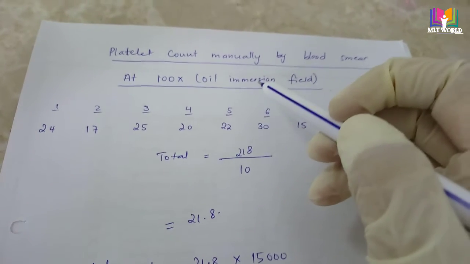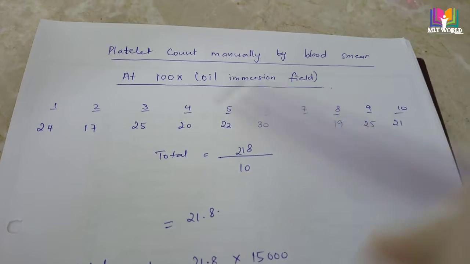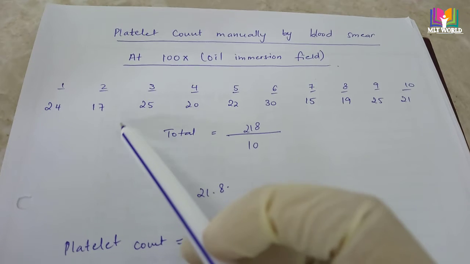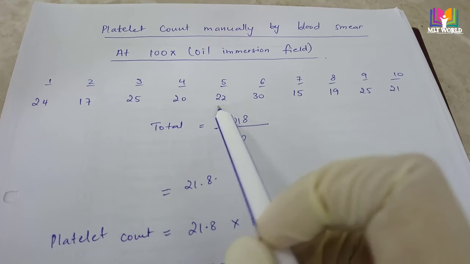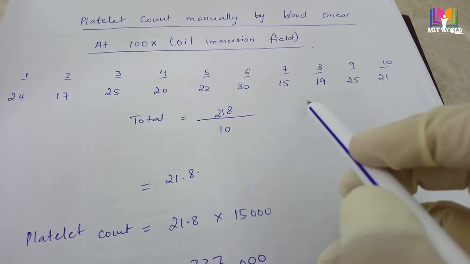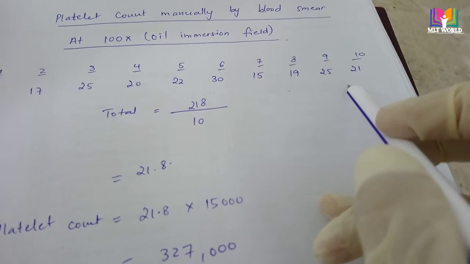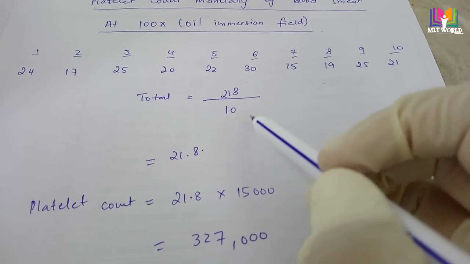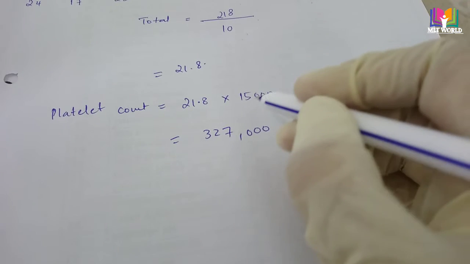First of all, as I told, we will use the 100x lens, the oil immersion field, and then you write 1 to 10 on paper, and for each field you write how many platelets you count under each number. For example, in one position you saw 24, second position 17, third position 25, sixth position 30, 7th position 15, 8th position 19 platelets you saw, 9th position 25 platelets, and 10th position 21 platelets you saw. Then make the total of these 10 fields, and for example it is coming 218. Divide this by 10 and it is coming 21.8.